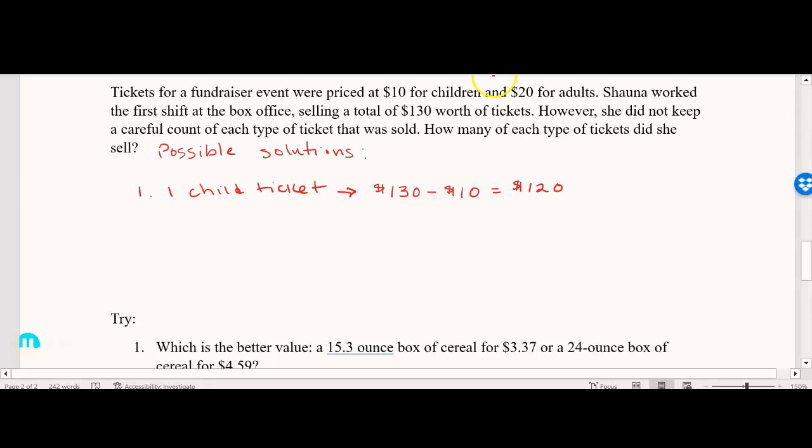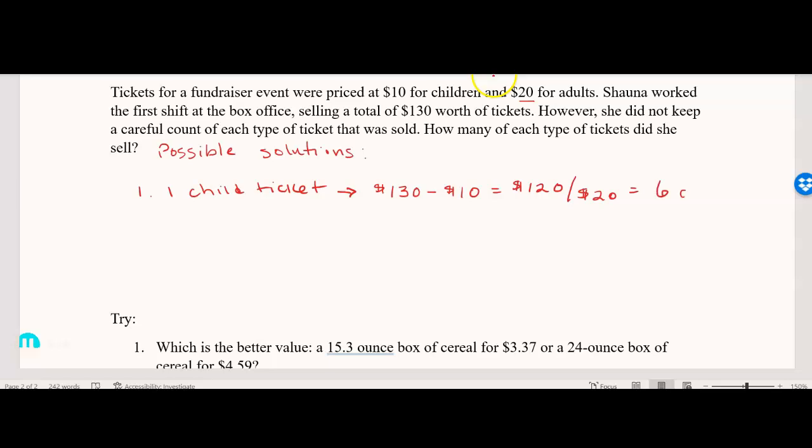I'm going to go back up here. Adult tickets were $20. Now I'm going to divide this by 20. So I'm going to take 120 divided by 20, and that gives me 6. What that means is if she sold 1 child ticket, she would have sold 6 adult tickets.